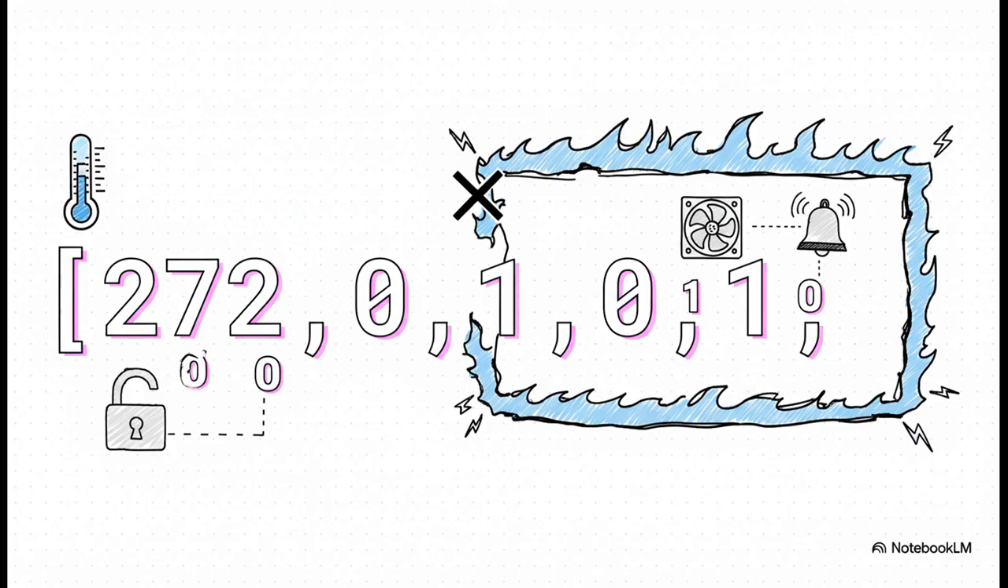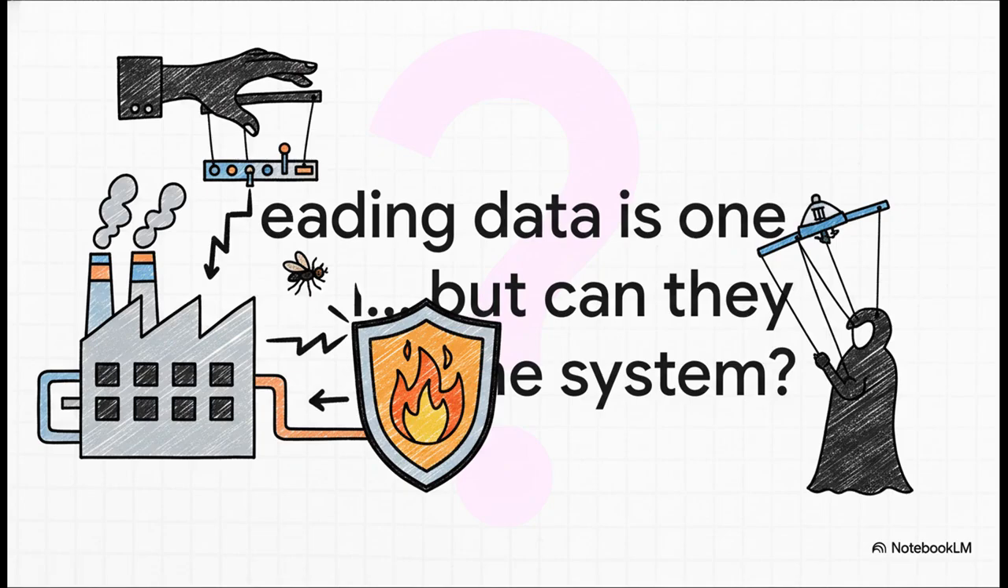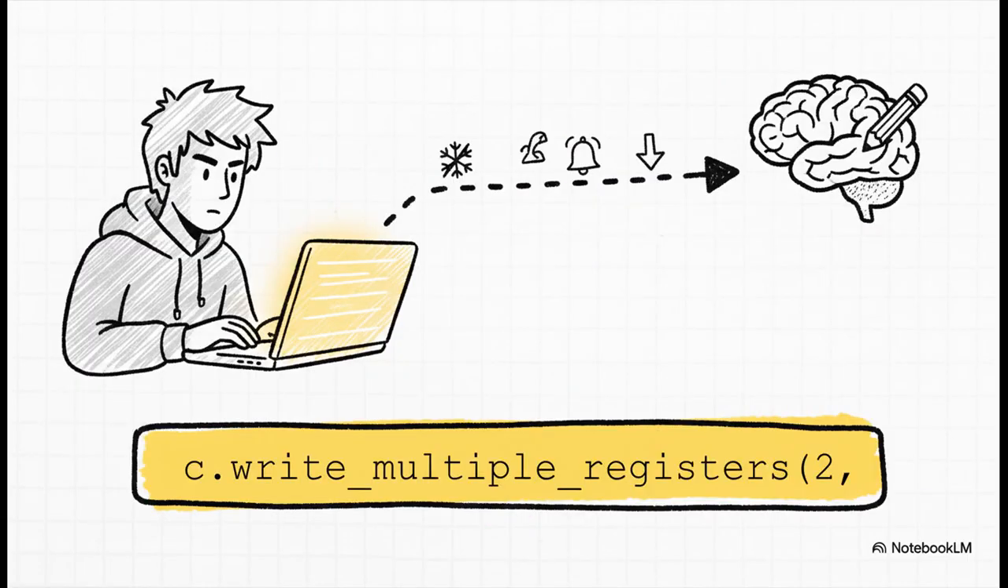They are literally seeing what the control system is seeing in real time. And this, right here, is where things go from bad to worse. I mean, it's one thing to be a fly on the wall just listening in, but can the attacker actually grab the controls? Can they become the puppet master? Oh yeah, the answer is a resounding yes.